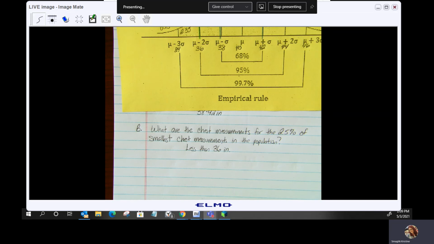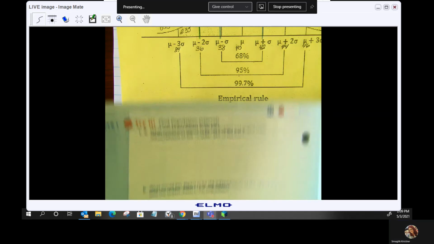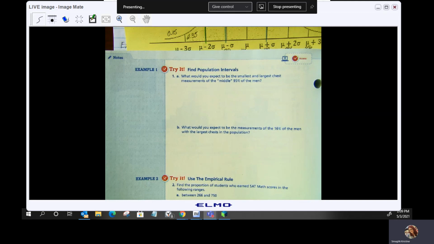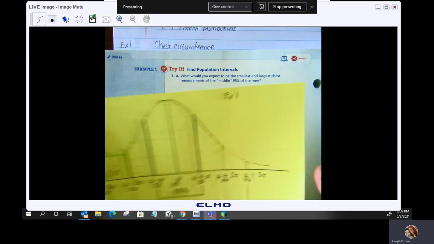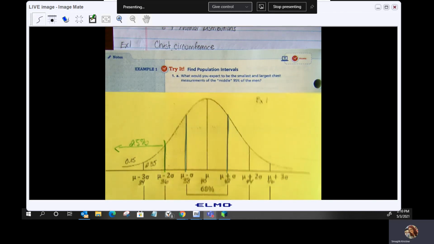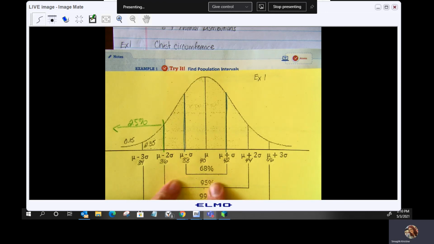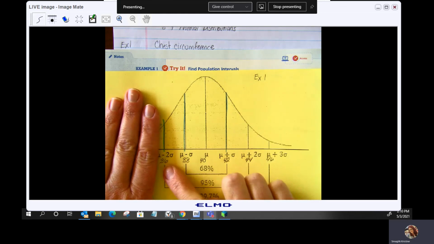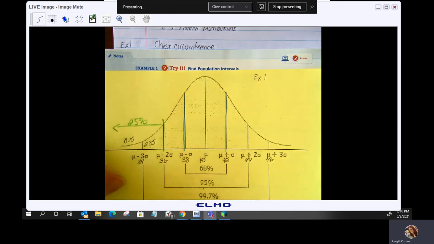And now let's take a look at your try it. So 1A, what would you expect to be the smallest and largest chest measurements of the middle 95% of the mean? Okay, so middle 95%. Well, if I look here, here's 95%. If we are in the middle, that is right around the mean. So that is 2 standard deviations. That would be a range from 36 inches to 44 inches.